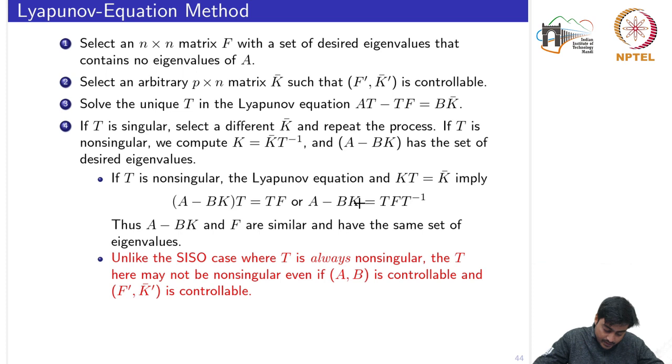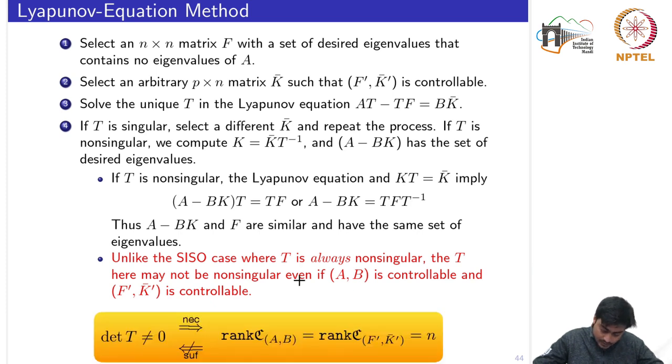Now the most important aspect here: in the SISO case, the single input single output case, we had ensured that the T matrix would always be a non-singular matrix. But for the multivariable case, it might not be possible that the matrix is non-singular even if the pairs (A, B) and (F transpose, K bar transpose) are controllable. We will see the proof of why we cannot always ensure the non-singularity of the matrix T in the multivariable case.